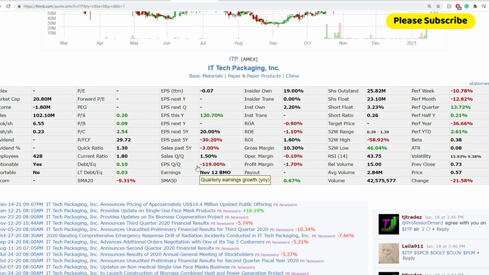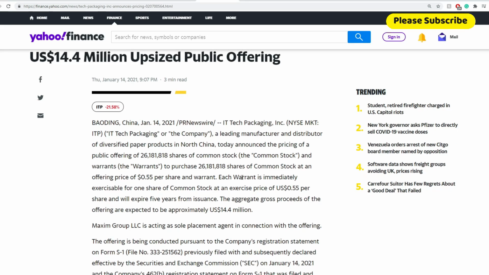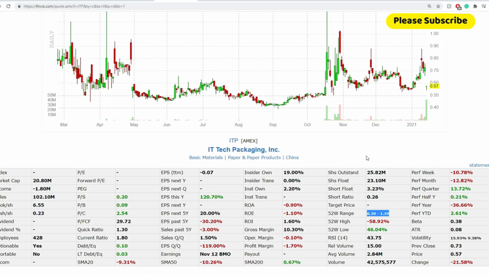ITP here, for instance. Okay, so what news actually made it drop 20%? They have an upsized public offering. This one, I want to look into it. It's a Chinese company. It is closer towards its 52-week range. Their offering is at 55 cents, so it's very close to there.